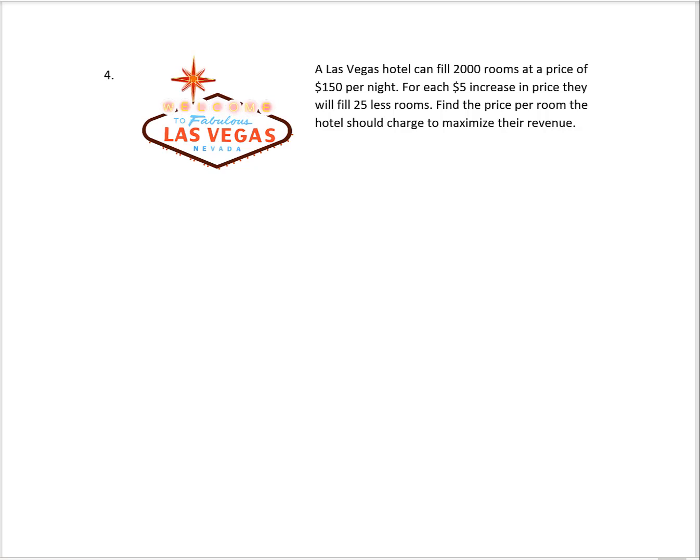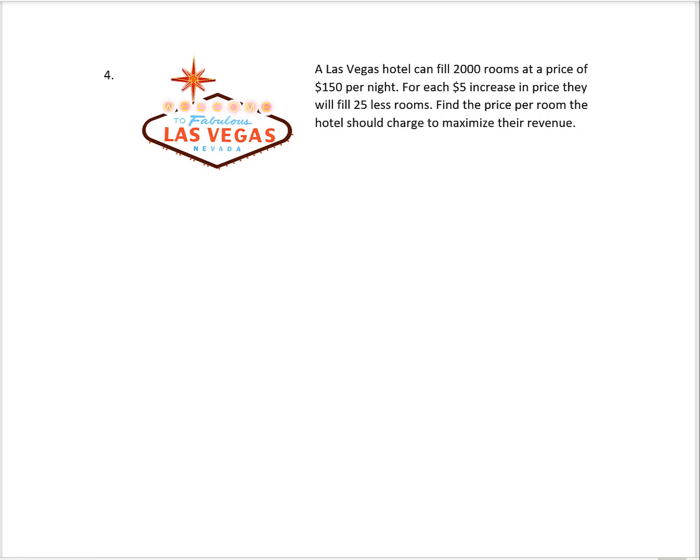So the first one I have today is: a Las Vegas hotel can fill 2,000 rooms at a price of $150 per night. For each $5 increase in price, they will fill 25 fewer rooms. Find the price per room the hotel should charge to maximize the revenue.